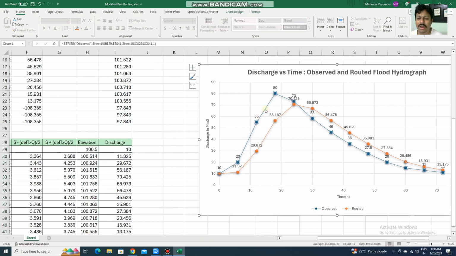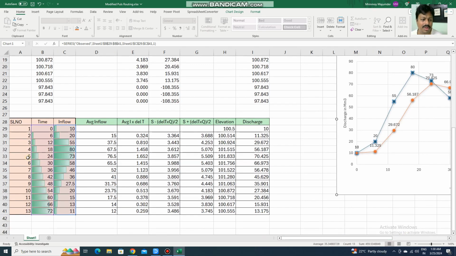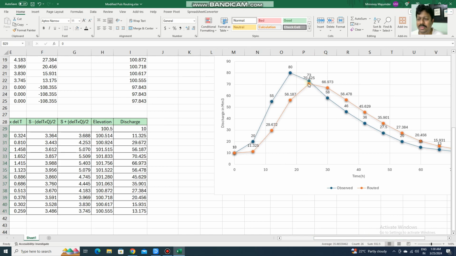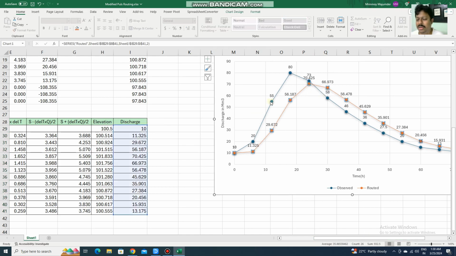this one is the inflow hydrograph, that is the given hydrograph. This one, the flood hydrograph that has come when the reservoir elevation was, or water level was at 100.5 meters. This one, and this one is the routed hydrograph. And you see the difference in peak. For this it is 80, for this it is 70.425, so it is around 10. So this difference is known as attenuation.